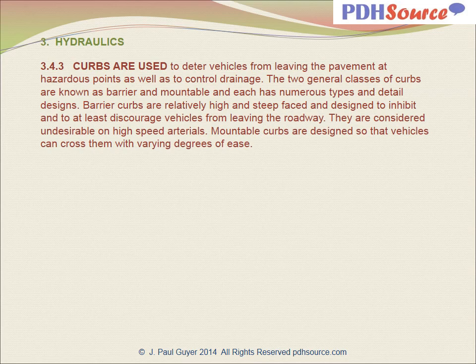Curbs are used to deter vehicles from leaving the pavement at hazardous points, as well as to control drainage. The 2 general classes of curbs are known as barrier and mountable, and each has numerous types and detailed designs. Barrier curbs are relatively high and steep-faced and designed to inhibit, and to at least discourage, vehicles from leaving the roadway. They are considered undesirable on high-speed arterials. Mountable curbs are designed so that vehicles can cross them with varying degrees of ease.